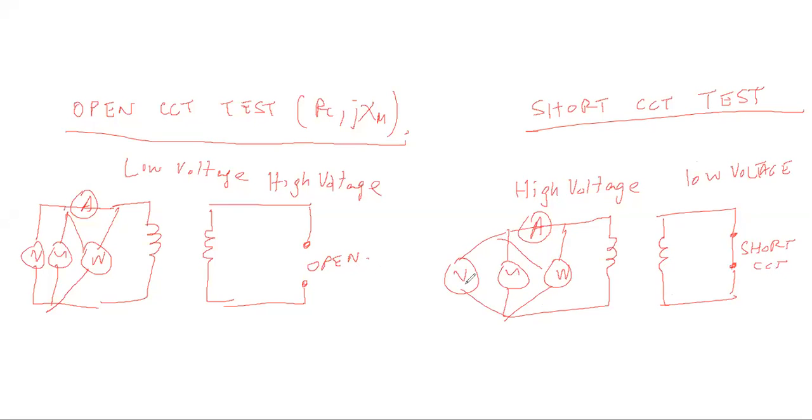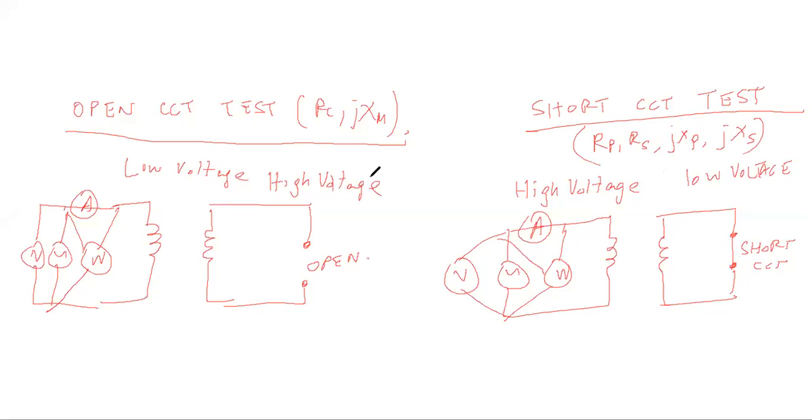Okay, so we again use a voltmeter to measure the voltage, ammeter to measure the current, wattmeter to measure the wattage or the energy, and we short circuit the low voltage side. And then what we are going to measure will be the primary resistance of the winding, secondary resistance of the winding, primary inductance of the winding, and secondary inductance of the winding.